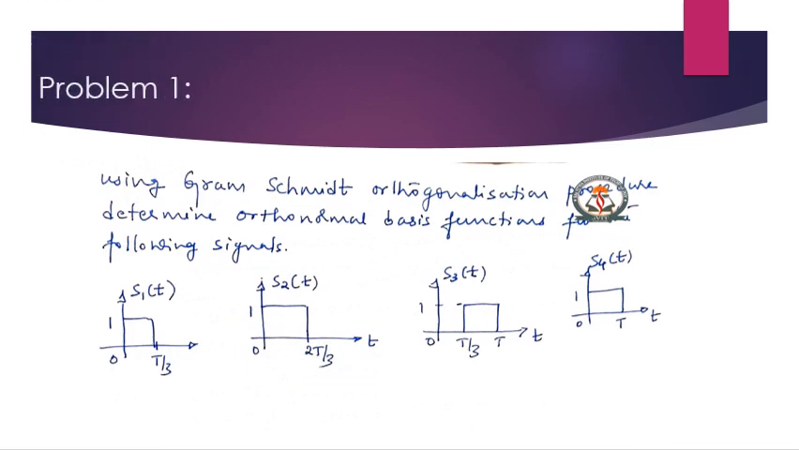So let's look at problem number 1. Using the Gram-Schmidt orthogonalization procedure, determine the orthonormal basis functions for the following signals. The signals are S1 of t, S2 of t, S3 of t and S4 of t, and their respective waveforms are given as follows. Let's see how we solve the problem.